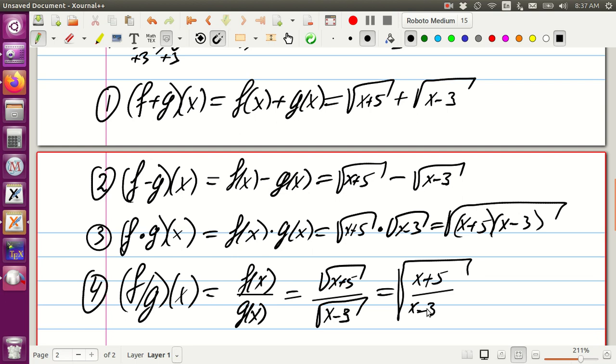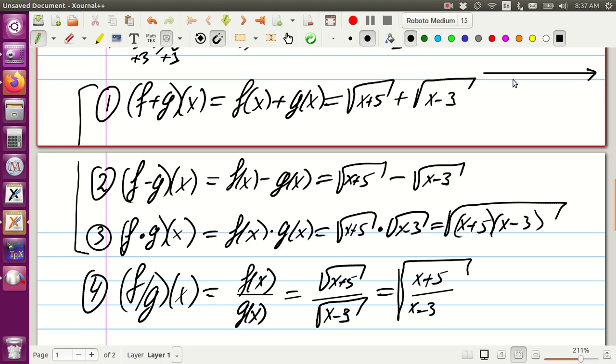And if you remember, the domain for the first 3 functions is the intersection of the domains. So let's try to find it. The domain of the first one starts at negative 5 and goes all the way to infinity. And the domain for the second one starts at positive 3 and goes all the way to infinity. So we just need to find where the red curve intersects with the black curve. And this happens between 3 and infinity. You can clearly see it from the picture. So this would be the domain for this function.